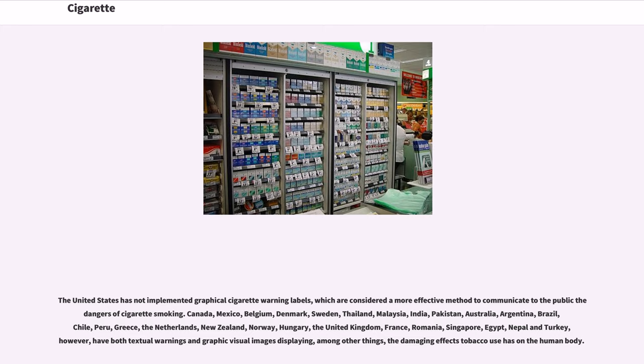Canada, Mexico, Belgium, Denmark, Sweden, Thailand, Malaysia, India, Pakistan, Australia, Argentina, Brazil, Chile, Peru, Greece, the Netherlands, New Zealand, Norway, Hungary, the United Kingdom, France, Romania, Singapore, Egypt, Nepal, and Turkey, however, have both textual warnings and graphic visual images displaying, among other things, the damaging effects tobacco use has on the human body.